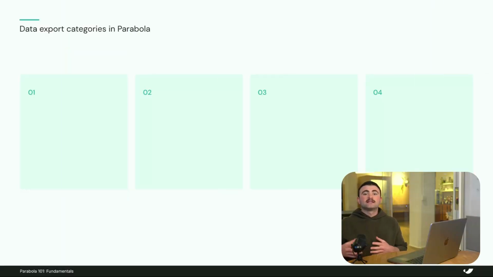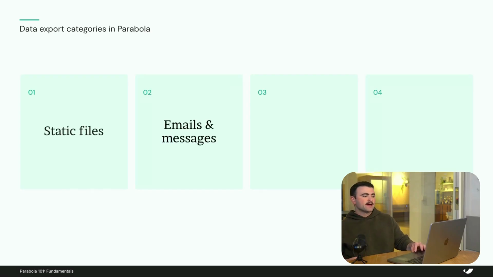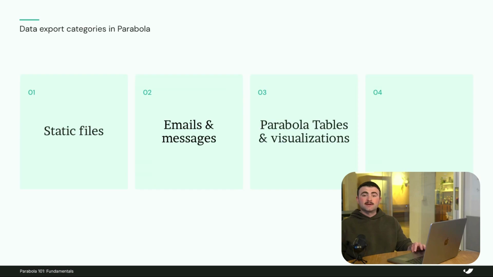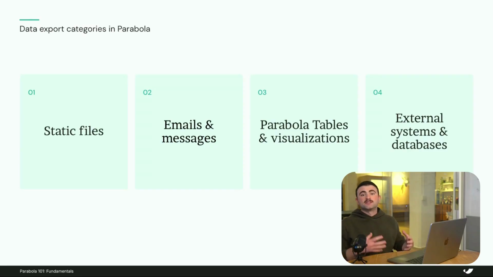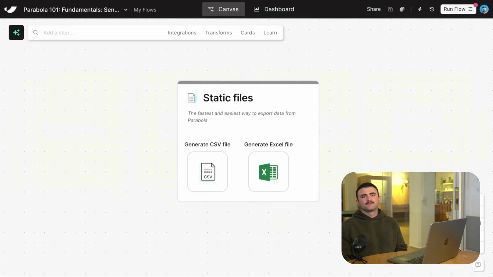Similar to how we have 4 different categories of data sources when we're pulling data in, we also have 4 broad categories of data exports for when we're sending data out at the end of our flow. Those include static files, emails and messages, Parabola tables and visualizations, and external systems and databases. Let's walk through some common examples within each one of these buckets.